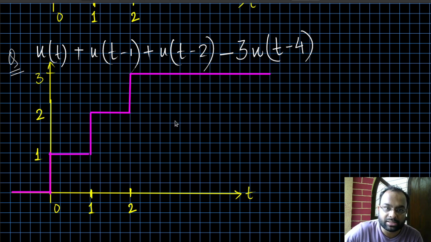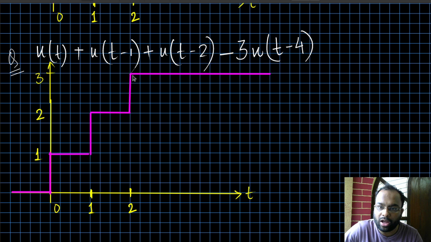To understand this, we are not talking about multiplication here. You already know that, right? What is 3u(t)? So what is u(t-4)? It's a unit step that starts at t equal to 4. So what is minus 3u(t-4)? It's a unit step that starts at t equal to 4, but instead of jumping to a value of plus 1, it will jump to a value of minus 3, right?